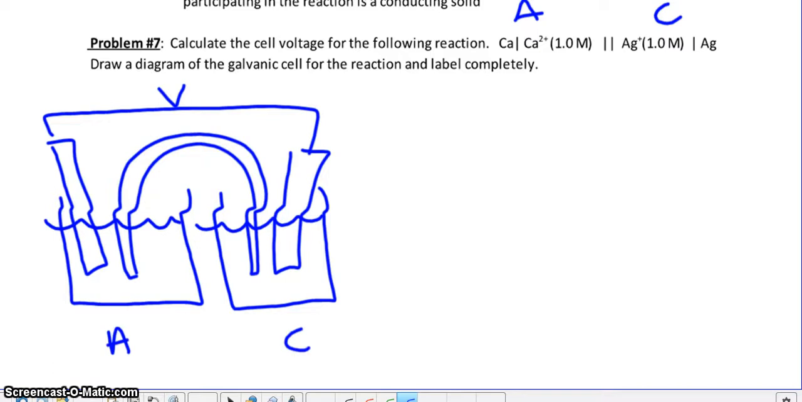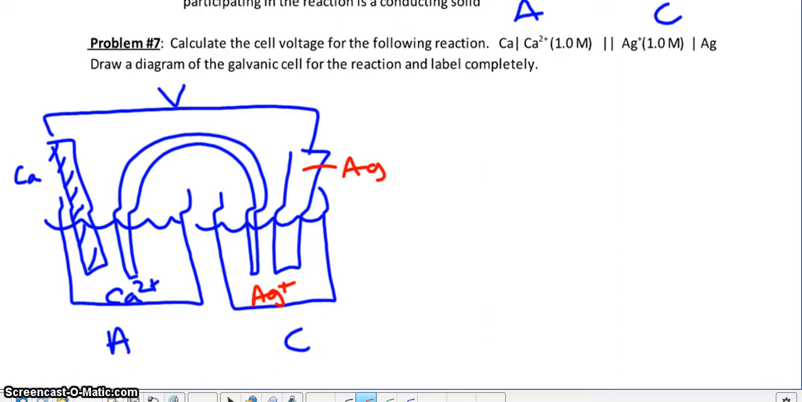So what's happening at my anode? I have this metal bar. Right here is my calcium apparently, and it is being oxidized into calcium ions. So what's happening at my cathode? Let me use red, because after all it's red cat, isn't it? And so this bar is my silver bar, and I have silver ions in solution.